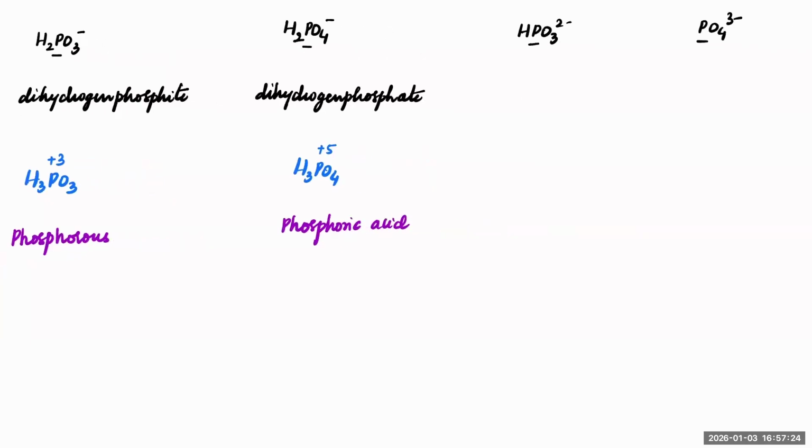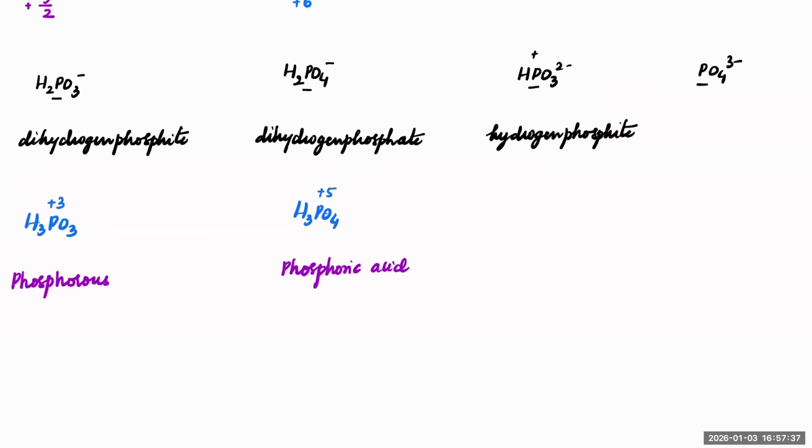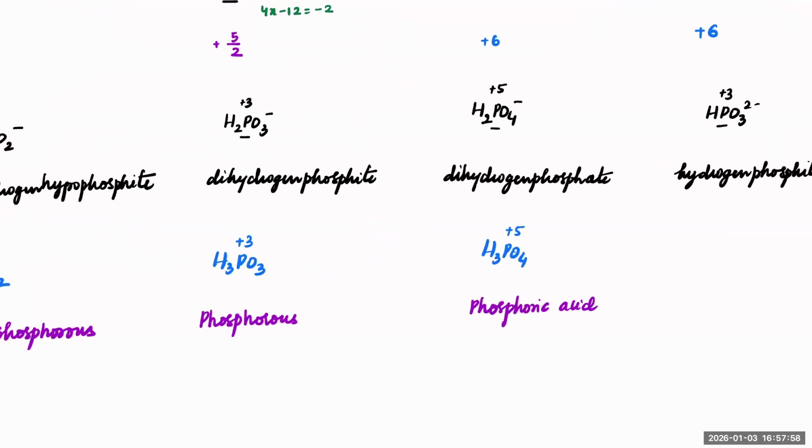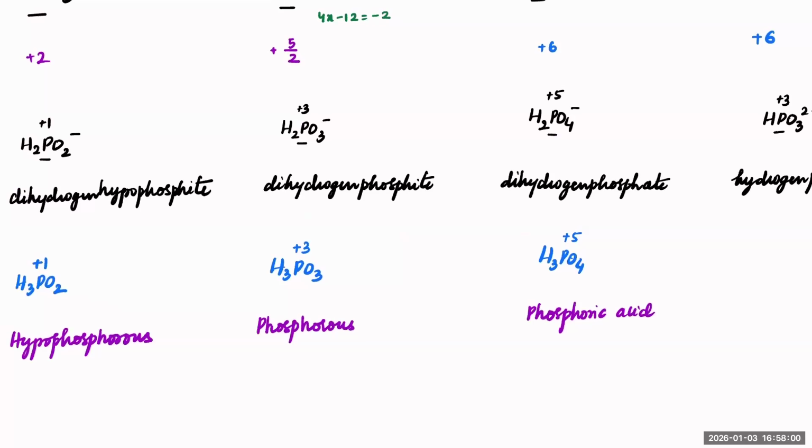And what about this one? There is only one hydrogen. Hydrogen phosphite, because the oxidation state is still +3. What about the last one? Simply phosphate. PO4 3 minus is phosphate. These are all based on the oxidation state. Here it is +5, here it is +5, here it is +3, and here it is +1.